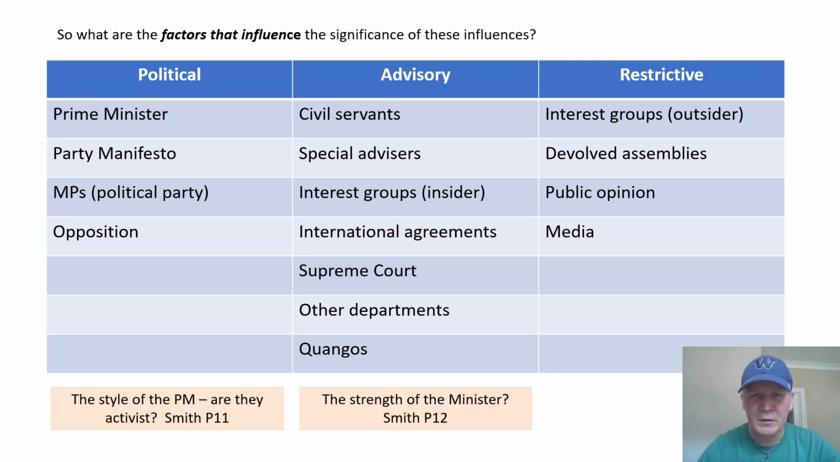So why is that relevant? Well, if you consider the factors that influence each of these, under political you would look at, for example, the style of the PM. To read about that, you need to get your handout, or if you've got the scan, use this. This is Martin Smith's article, Do Ministers Matter? Turn to page 11, and you'll find out about the importance of different examples of prime ministers who are active. In terms of advisory areas, you can see here it depends on the strength of the minister, how effective they are in actually doing their job.